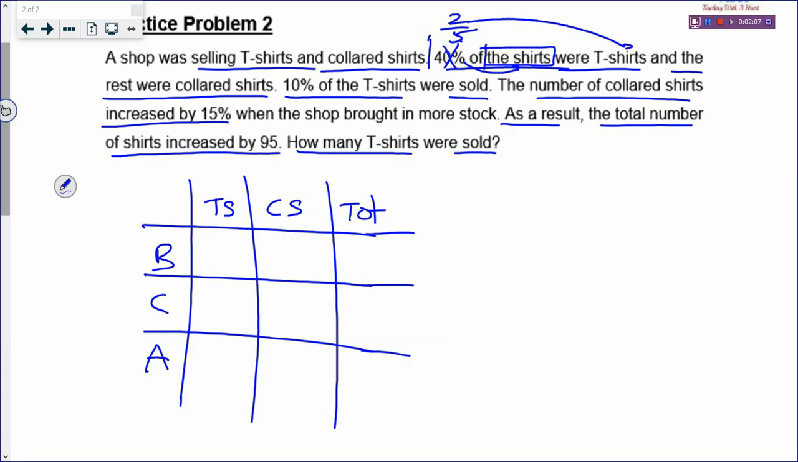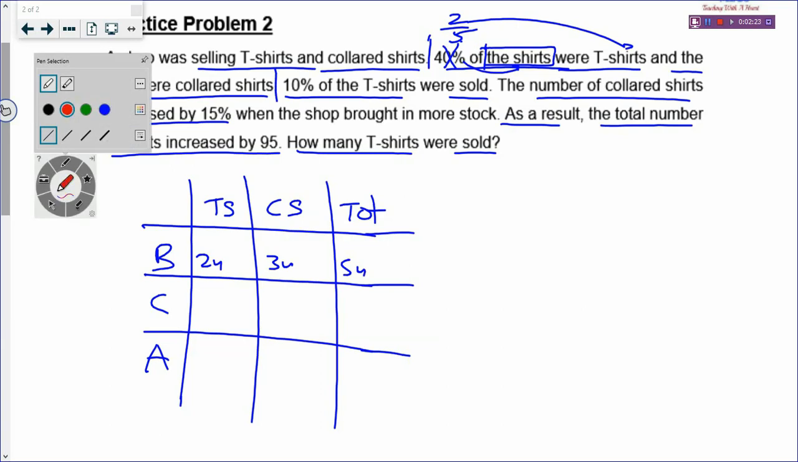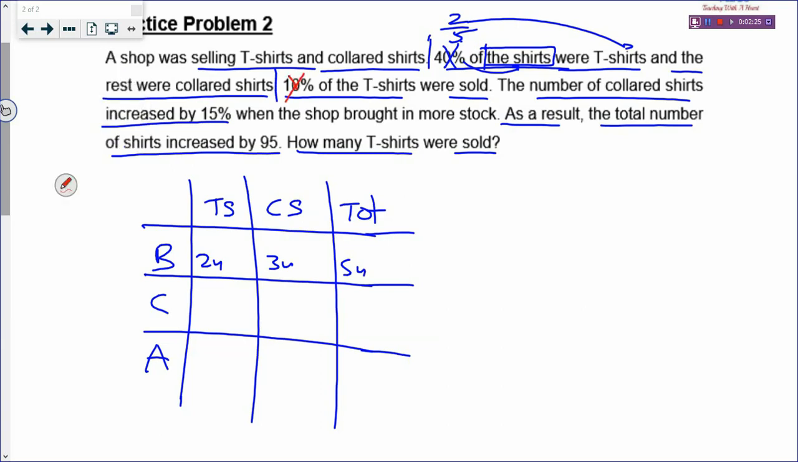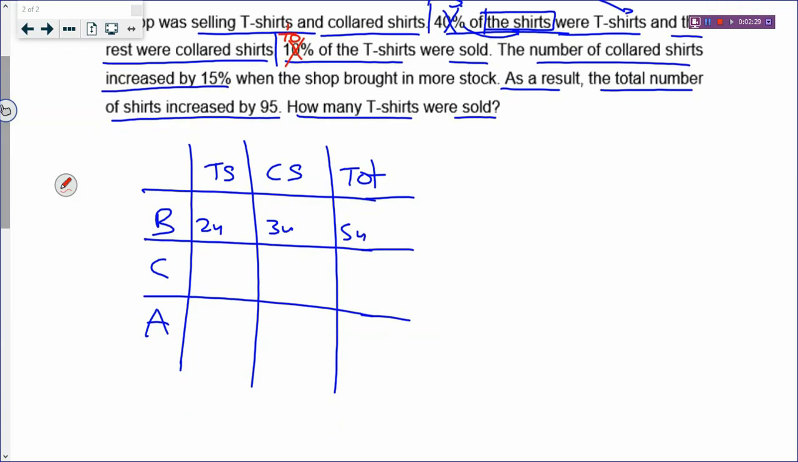Same thing. So the shirts altogether has 5 units, and 2 units are t-shirts, and 3 units are collar shirts. Alright, that is also the same, like the model drawing. Then you keep reading. 10% of the t-shirts were sold. So again, there's a percentage there, so I can change it into 1/10. So 1/10 of the t-shirts were sold.